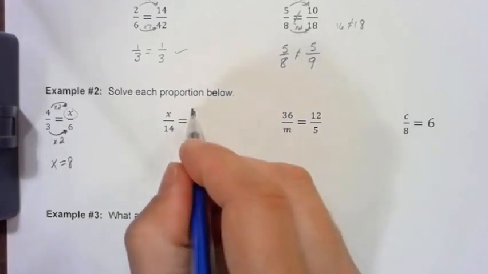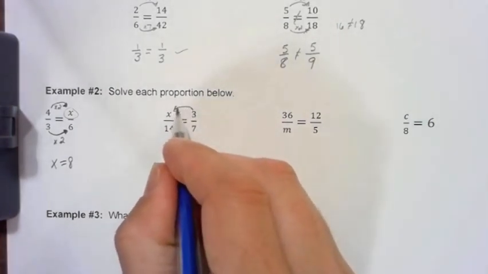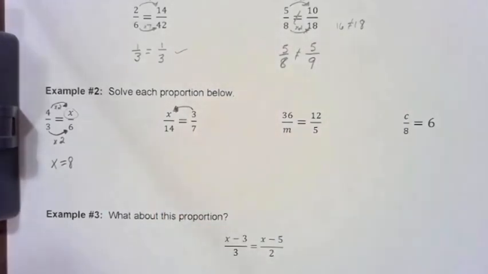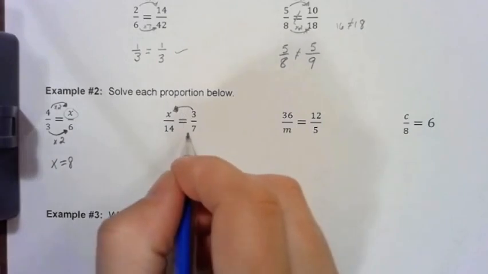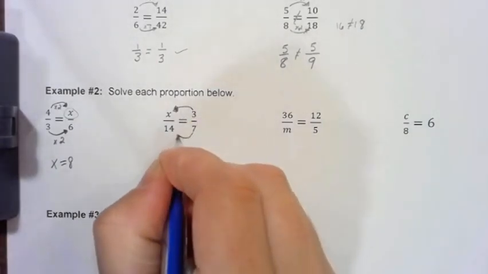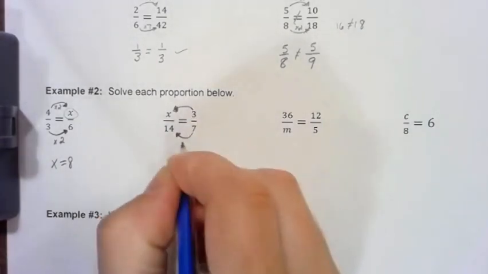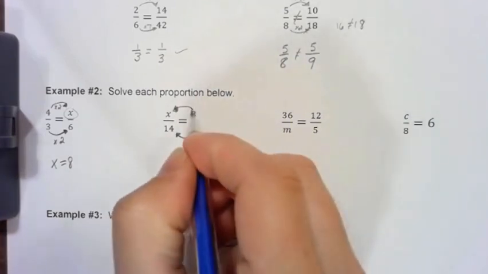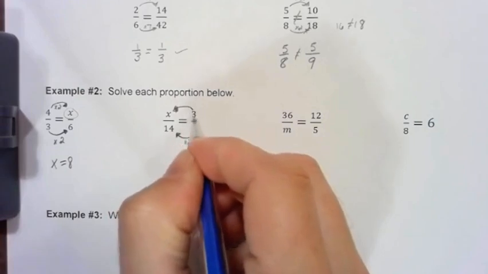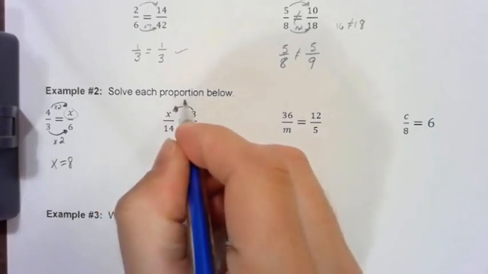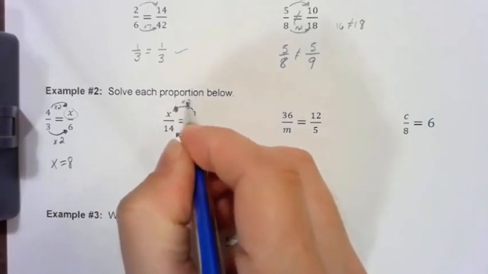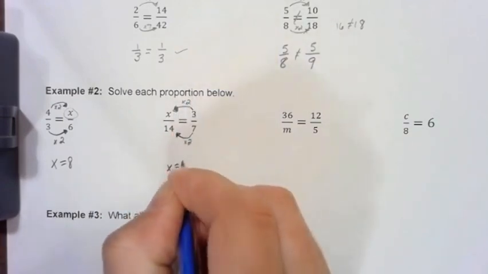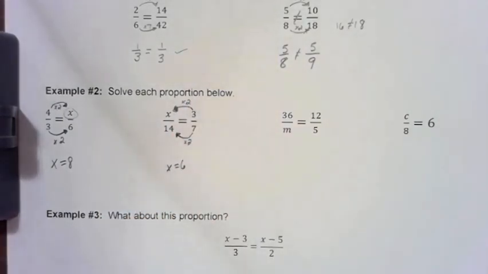Looking at this example, x over 14 equals 3 over 7. We always move in the direction toward the variable, so I'm going to be moving in this direction this time. And I know both of the denominators. So how would I go from a 7 to a 14? I would have to multiply that 7 by 2 to make it up to 14. Therefore, I have to do the same thing to the 3 in this numerator to come over to this numerator: multiply by 2. 3 times 2, this x must be equal to 6.